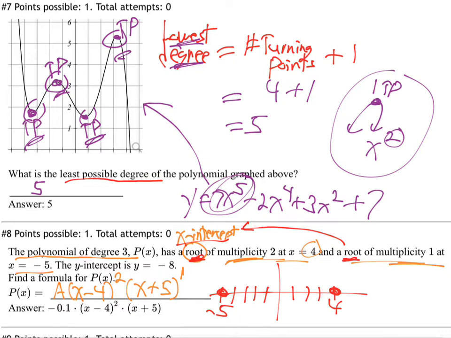It does something like that, and it might look like something like that. So the graph has an x-intercept at negative 5. Remember, we always do the opposite of x whenever we put it next to x in the parentheses. The opposite of plus 4 is minus 4.